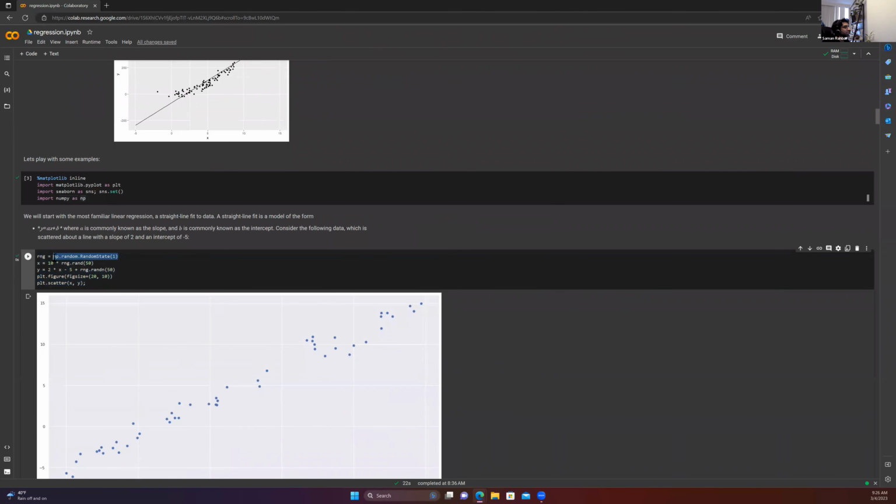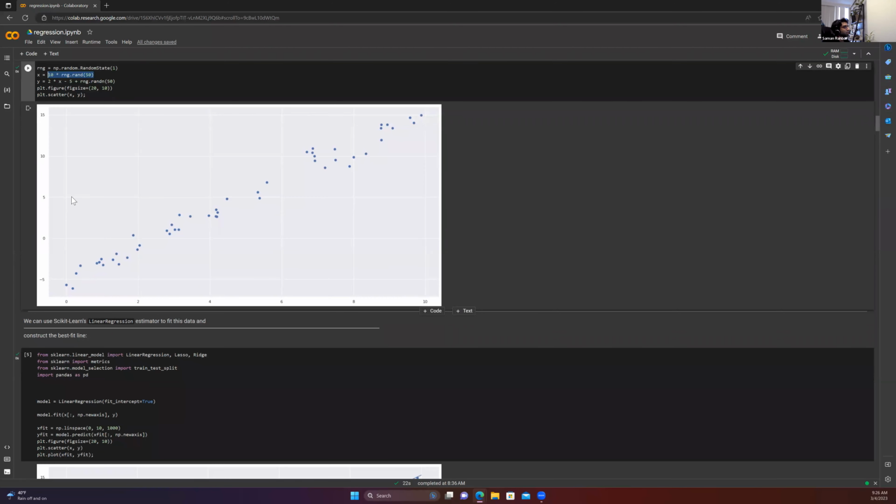I'm randomly generating numbers. This is my X, and this is Y. Y is the dependent variable, and X is the independent variable, based on these random numbers that I'm generating. When you plot them, you see this scatter plot with these data points. I can visually see there's a strong linear relationship between these two variables. As X goes up, Y goes up too. So as we move in this direction, Y increases too.